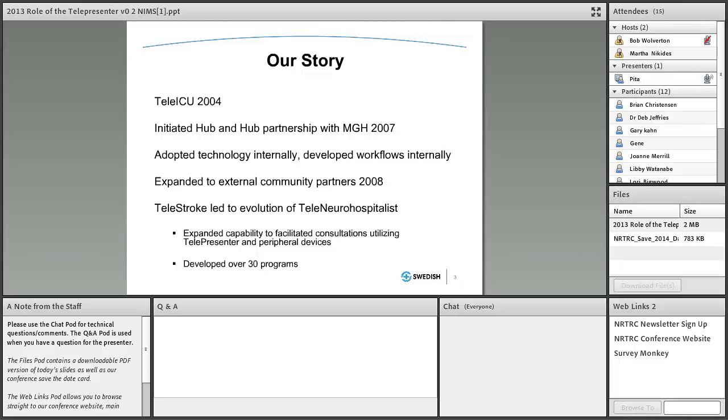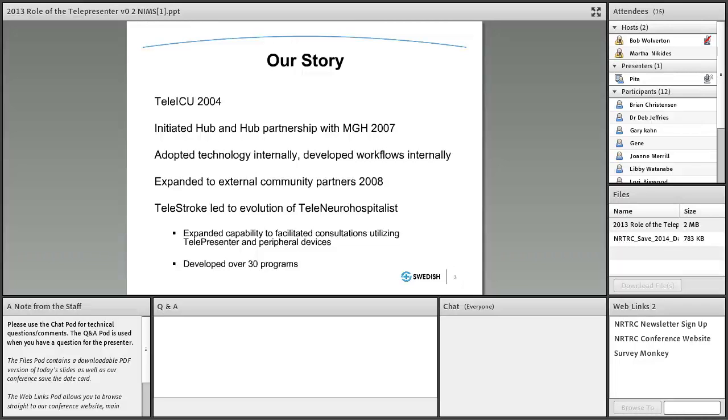And in that partnership, Swedish learned more about telemedicine, its applications, and then how to adopt it internally, both from the technology perspective and also from the clinical perspective, in terms of encouraging physicians to adopt this platform as part of their practice.